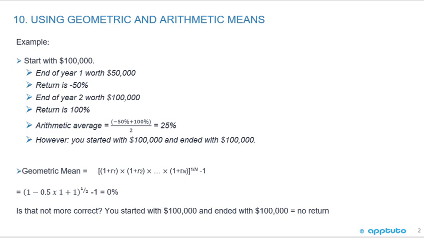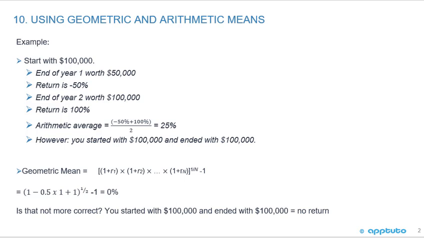You start with $100,000. At the end of year one, it's worth $50,000, so your return that year is negative 50%. At the end of year two, it's worth $100,000, so your return is 100%. So the arithmetic average is negative 50% plus 100% divided by 2, and that's going to give you a 25% average return. However, you started with $100,000 and you ended with $100,000. Really, you had no return.